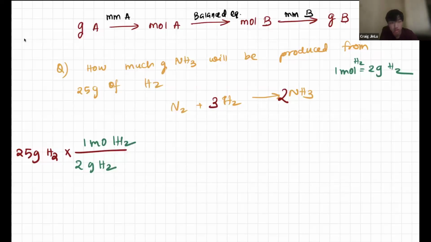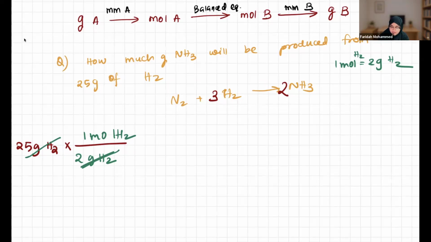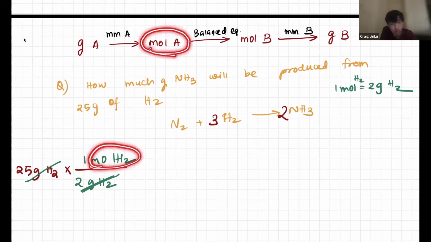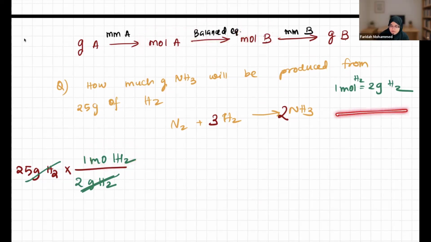Now the grams of hydrogen cancel out, right? And then you stop and see where you are right now. You are at moles of A, and you want to go to moles of B. What do you need to use now? The balanced equation. Whenever you need to use something, make sure to write down the relation, so it's very clear what you have to do. Of course, after a while you don't even have to write those down anymore, but right now, because you all are beginners, just write it down.